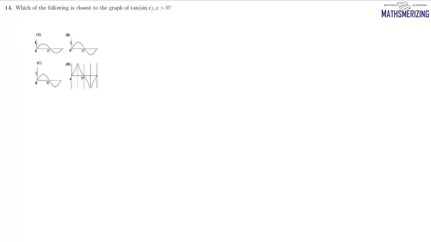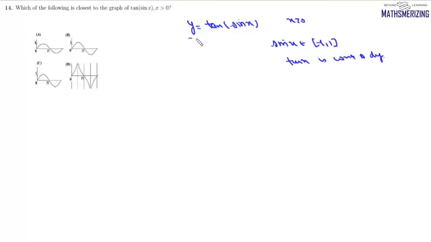Now question number 14 is, which of the following is closest to the graph of tan of sin x? So we have y equals tan of sin x when x is greater than 0. Now we know that sin x lies between -1 and +1, and in the interval -1 and +1, tan x is continuous and differentiable. So this function y equals tan of sin x will be continuous and differentiable in this interval.